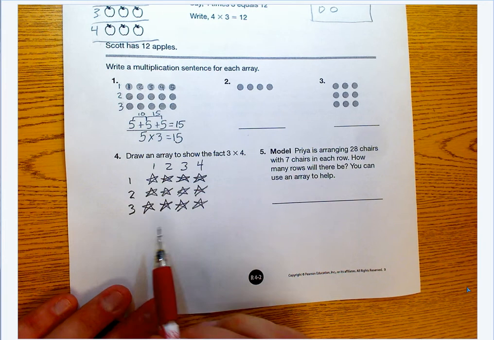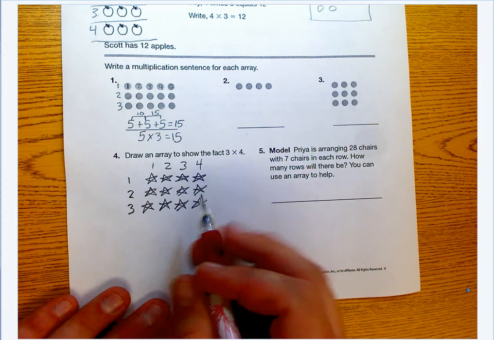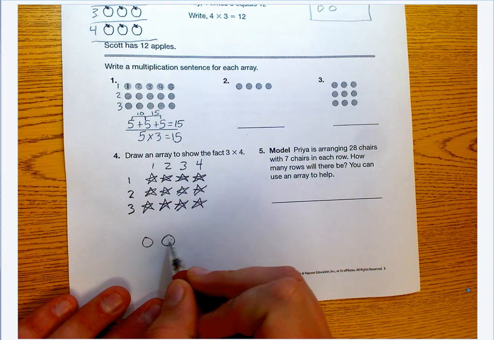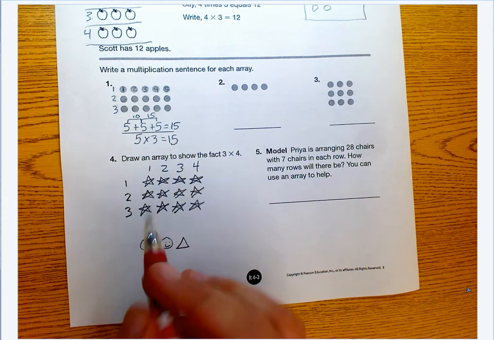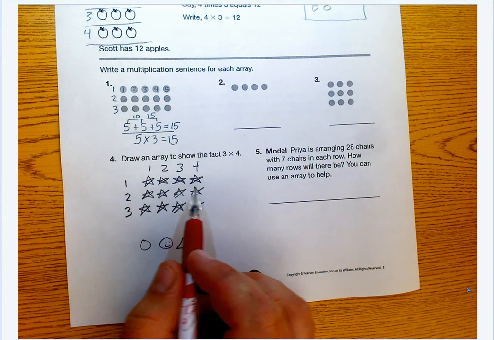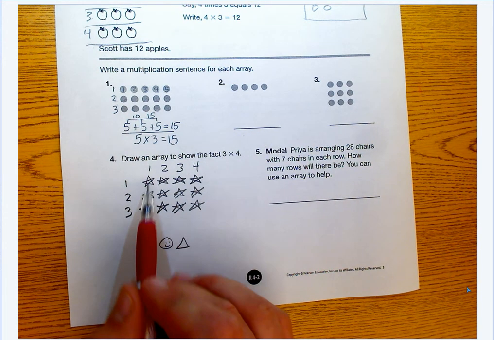And again, like I stated before, whether these are stars or circles or smiley faces or triangles, it doesn't matter as long as it's the same shape throughout the whole array and that your array is consistent.